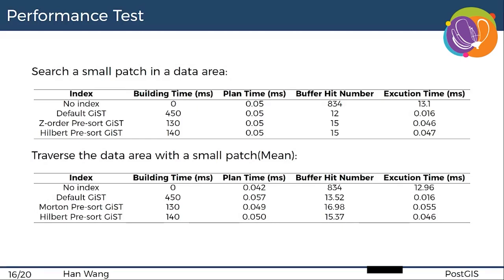GIST with pre-sort methods spends less time on building the index than the default GIST, which is 1/3 to 1/5 of the default time. But in buffer hit number and execution time, which means the query process, the GIST with pre-sorting method seems to be a little worse than the original. In fact, these results are within expectation, because the dimension reduction in the index building will cause an information loss, which can accelerate the building process, but may cause a penalty in the query process.